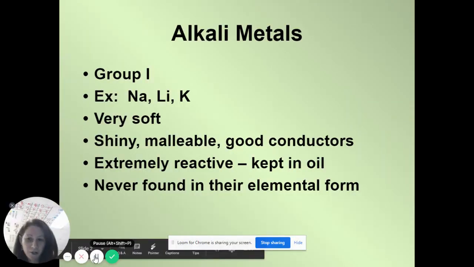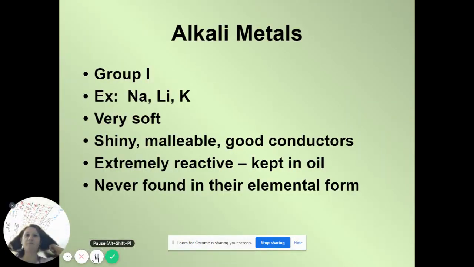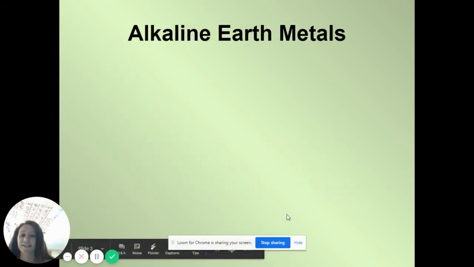Now, just to point out here, an element behaves very, very differently when it's in elemental form versus when it's in a compound. For example, sodium we just saw is extremely reactive. However, you have sodium chloride, which is salt that you eat every day, and it doesn't explode in your mouth. So it's very different when it's in its elemental form versus in a compound. Most of the time, that makes it more stable.